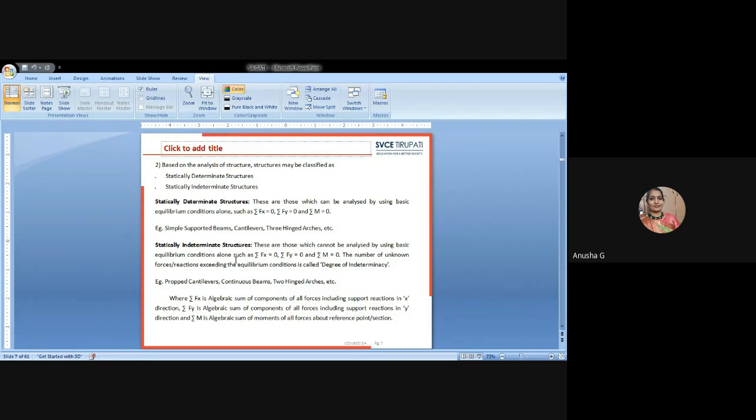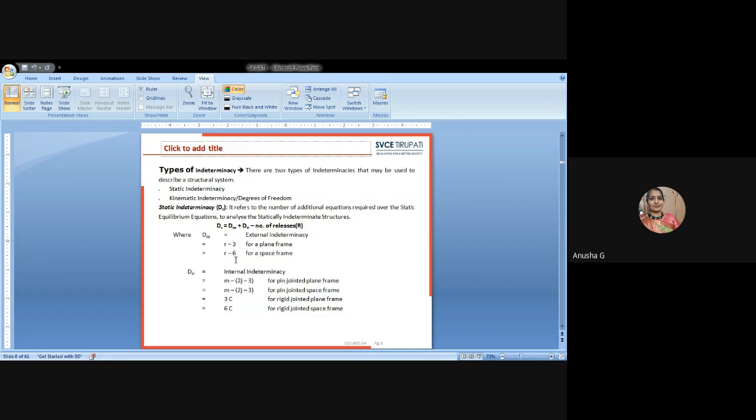Sigma Fx is the algebraic sum of the components of all the forces, including the support reactions, in the X direction. Sigma Fy is the algebraic sum of the components of all forces, including support reactions, in the Y direction. And sigma M is the algebraic sum of the moments of all the forces about the reference point in the section that has to be observed. These are all the different types of problems that have to be seen in our structural analysis topic.